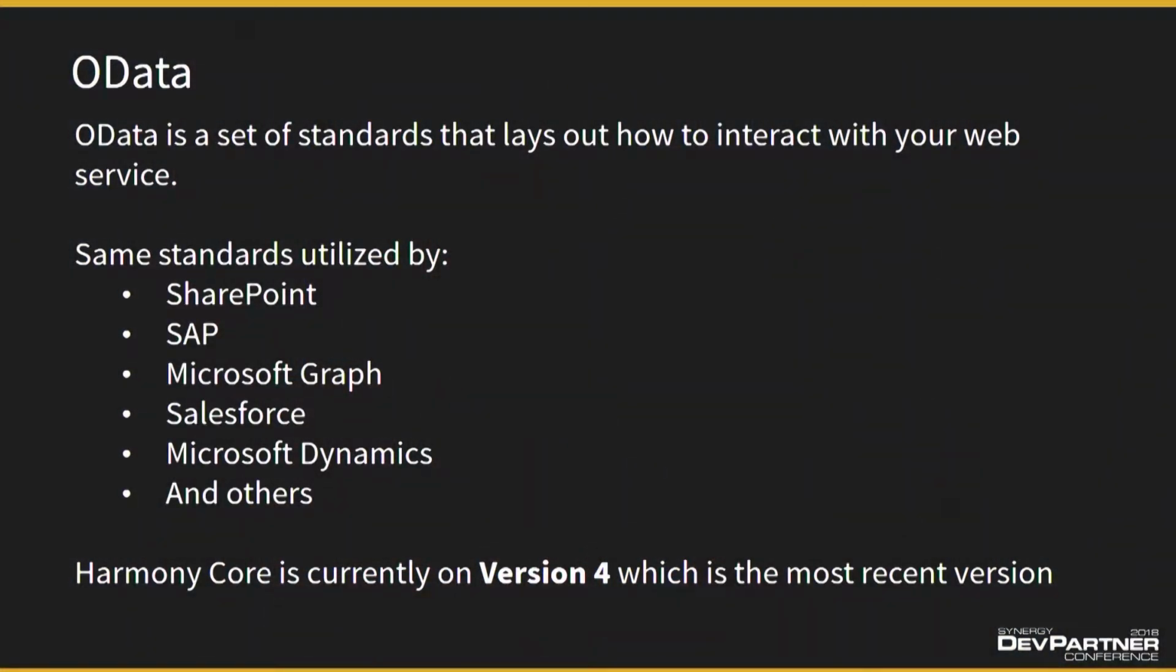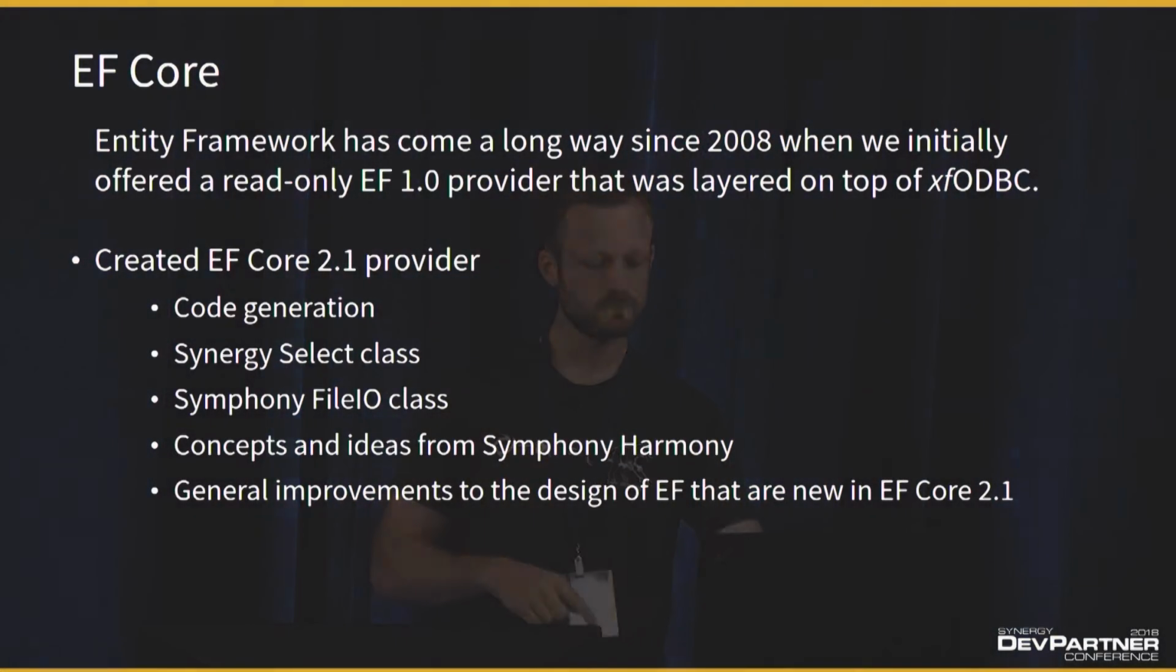And these are the same standards that are used by SharePoint internally, SAP, Microsoft Graph, Salesforce, Microsoft Dynamics, and a lot of others. So the standard is currently at version 4. There's a couple of addendums to that version 4, and Harmony Core is on version 4 with those addendums. We are also built on EF Core.